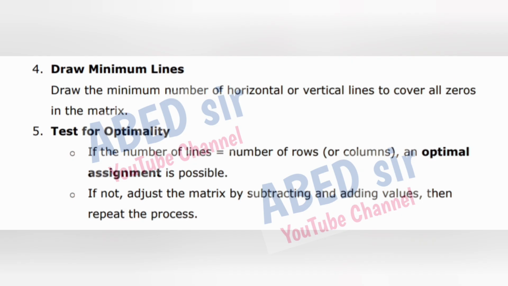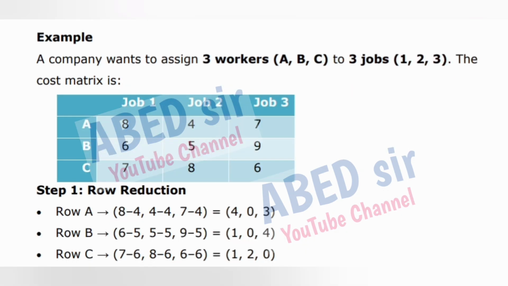Draw the minimum number of horizontal or vertical lines to cover all zeros in the matrix. 5. Test for optimality. If the number of lines is equal to the number of rows or columns, an optimal assignment is possible. If not, adjust the matrix by subtracting and adding values, then repeat the process.